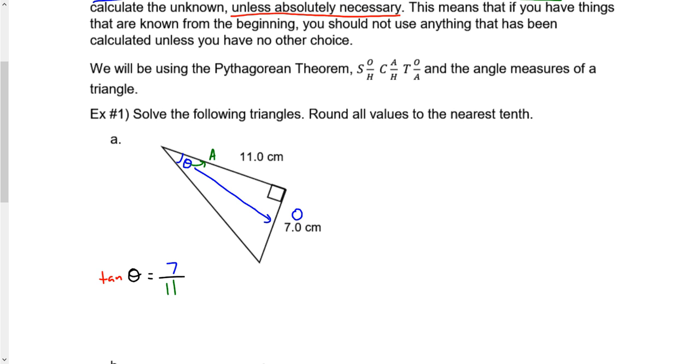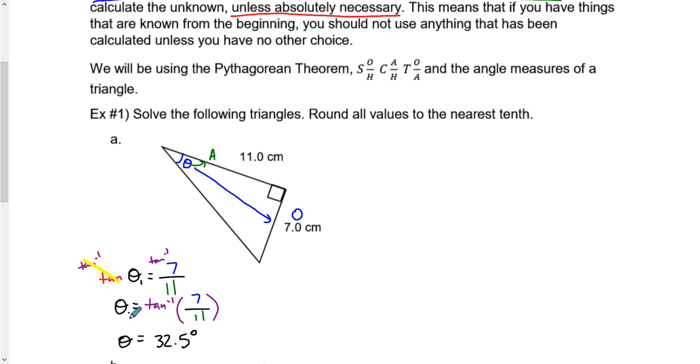So in order to solve for our theta, we'd have to take the tangent inverse, just like we did in our section when we talked about finding angles. The tangent and tangent inverse cancel off, leaving us with theta being the tangent inverse of 7 divided by 11. As we type that into our calculator, second tangent, 7 divided by 11, we have 32.5 degrees. Degrees being our unit.